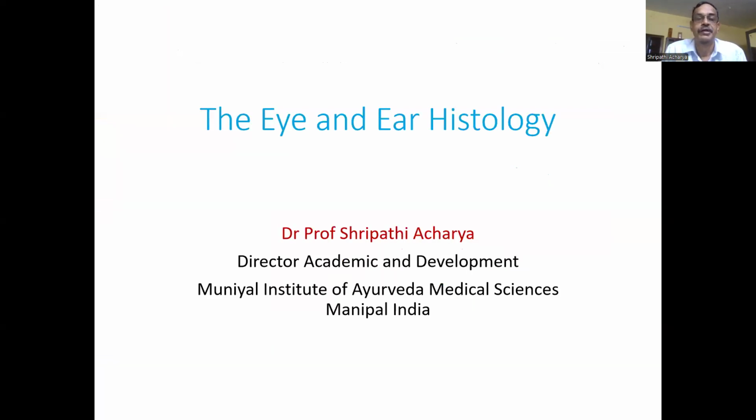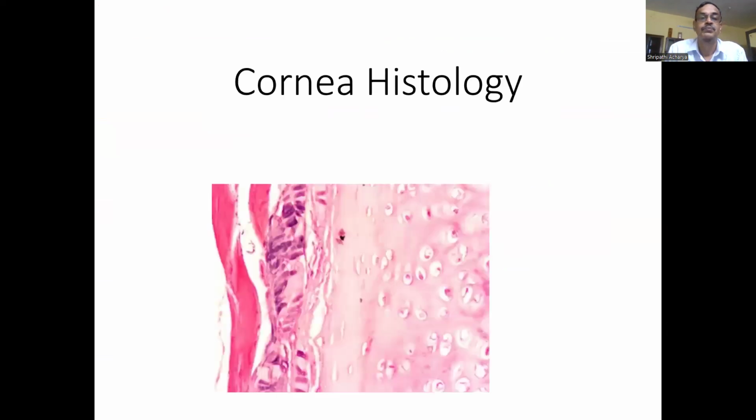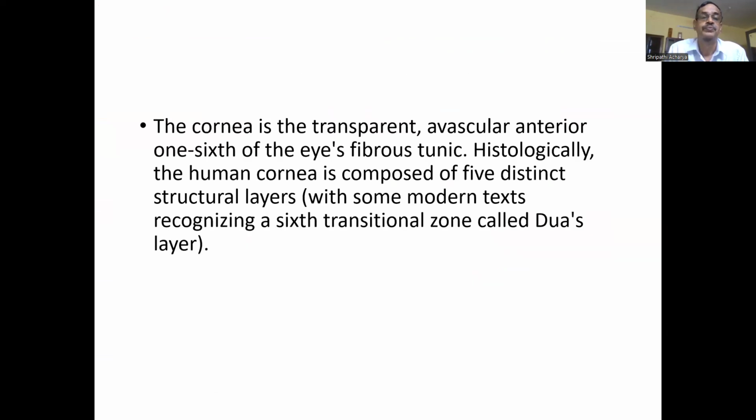The eye and ear histology. The cornea, microscopic anatomy. The cornea is the transparent avascular anterior one-sixth of the eye's fibrous tunic. Histologically, the human cornea is composed of five distinct structural layers, with some modern texts recognizing a sixth transitional zone called Dua's layer.